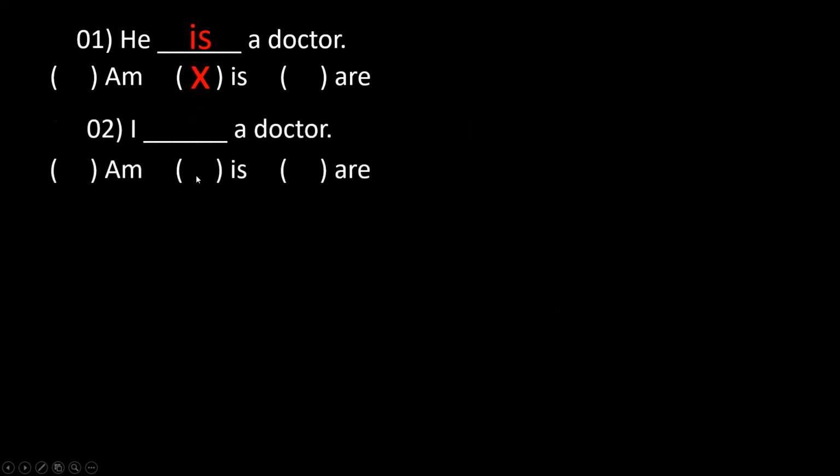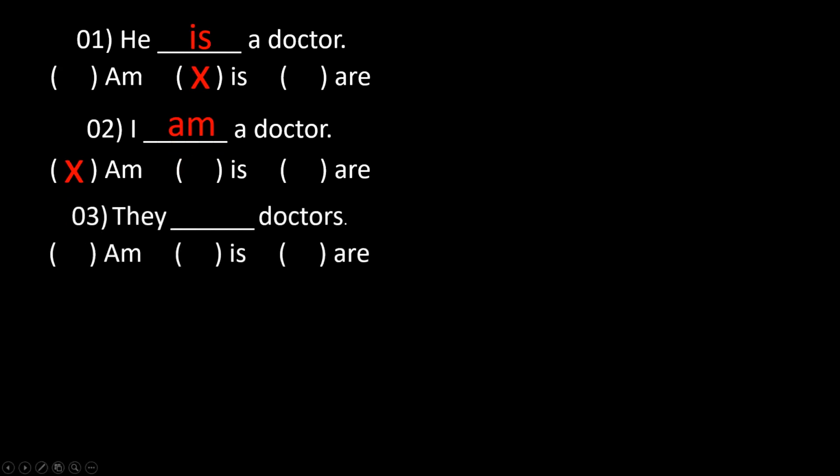Number two, which one should I use? The subject is I. First person. And yes, very good. I am a doctor. Very good. Number three, they. Okay, if you said are, you are correct. They are doctors.